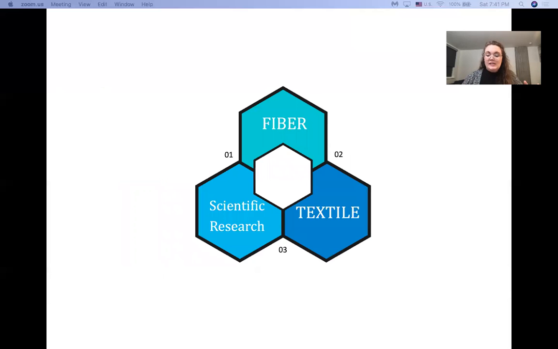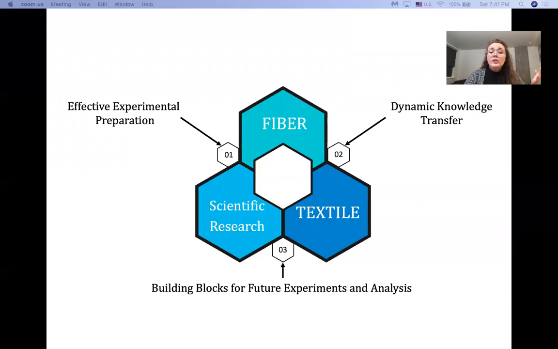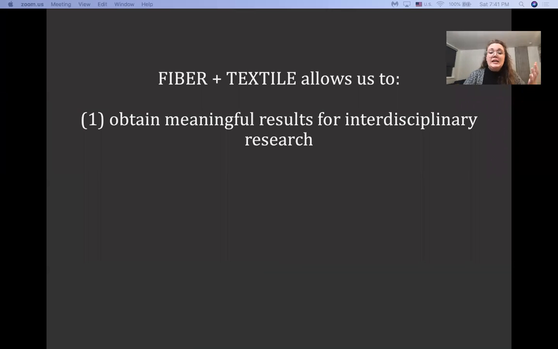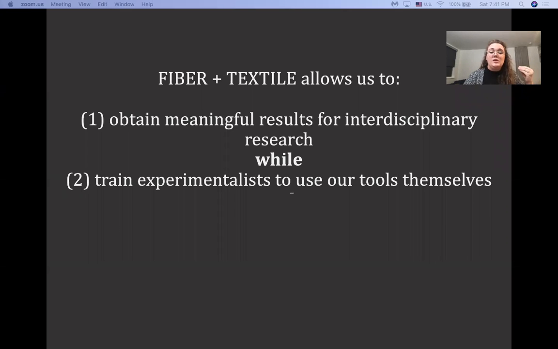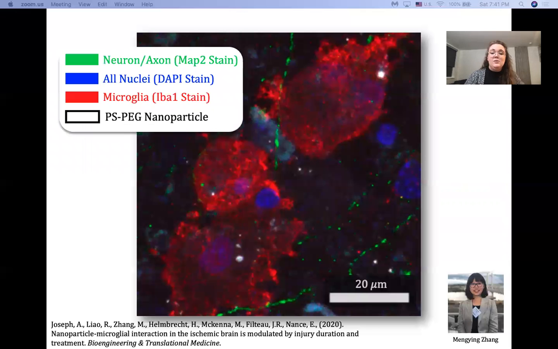So this all fits into this 3-piece framework for us, where scientific research fits with FIBER via effective experimental preparation, FIBER fits with TEXTILE and education via dynamic knowledge transfer, and TEXTILE supports our scientific research by providing building blocks for future experiments and analysis. All 3 of these things are so important that they allow us to obtain meaningful results for interdisciplinary research while training experimentalists to use our tools and freeing up our data scientists for future expansion.